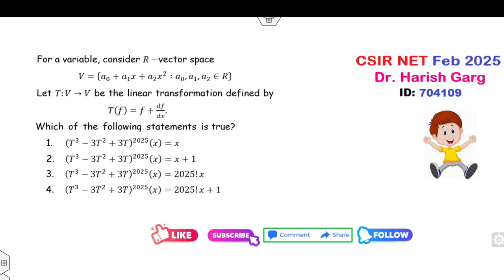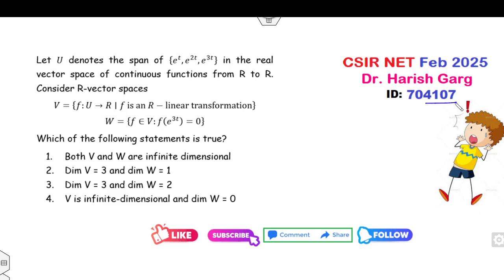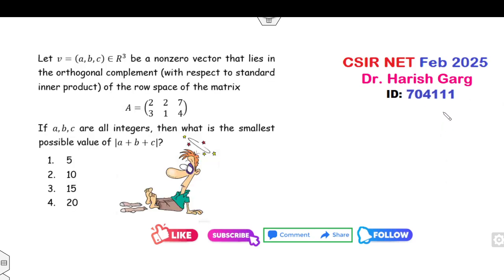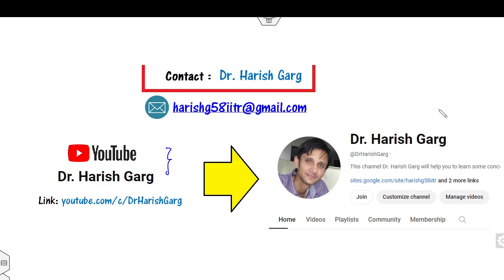Now, in this lecture, I will cover all those linear algebra questions which have the question IDs 4106, 4107, 4108, 4111 and so on. Fine. How you can solve these questions in a very simple manner. Before that, once again, I will give you the simplest tips.